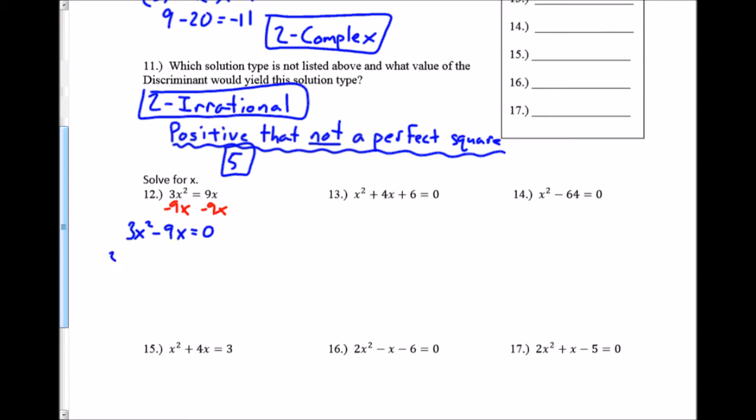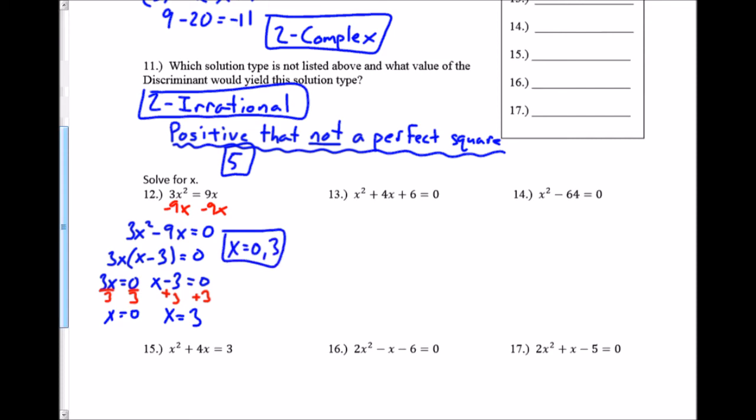I factor out the greatest common factor, factor the 3 out, which leaves me with an x minus 3. And then I set each factor equal to 0. The 3x equals 0, the x minus 3 equals 0, and I solve each. For this first one, I divide each side by the 3, so I find out that x equals 0. The next one, I add the 3, so I find out that x equals 3. So my 2 solutions here are x equals 0 and 3. And that's it.